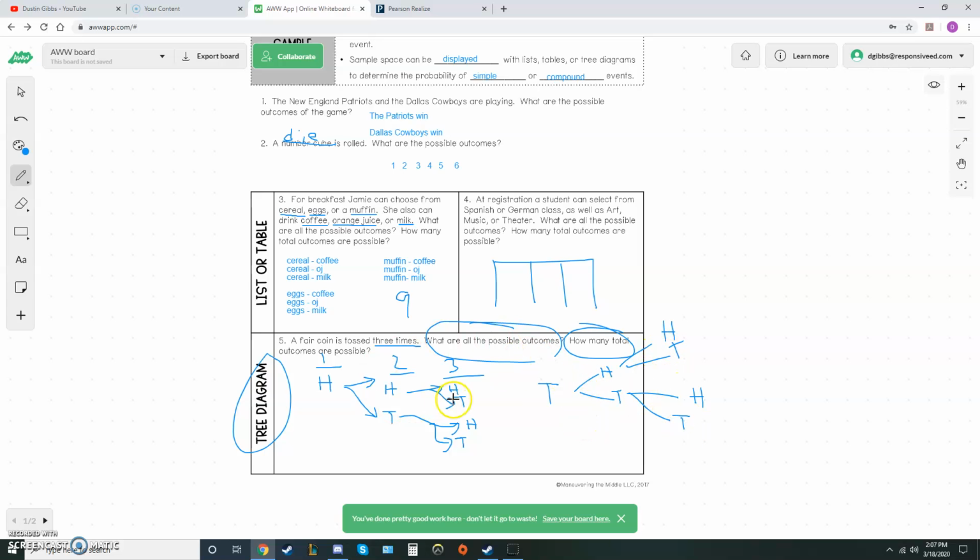Okay, so now this is the key here for tree diagrams. It says what are the total possible outcomes? Let me highlight this in red, right? So how many total possible outcomes? You have to count the very end of the tree diagram. So 1, 2, 3, 4, 5, 6, 7, 8. Okay, so there are 8 possible outcomes. Please pay attention to that. You have to count the end of it.